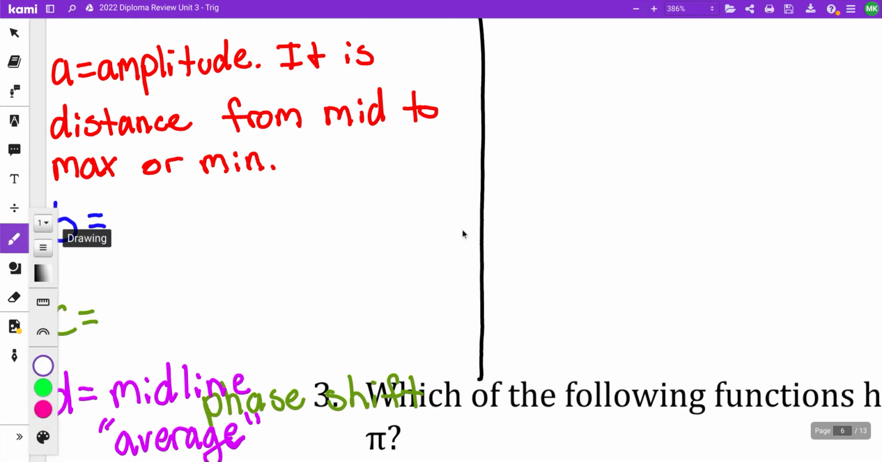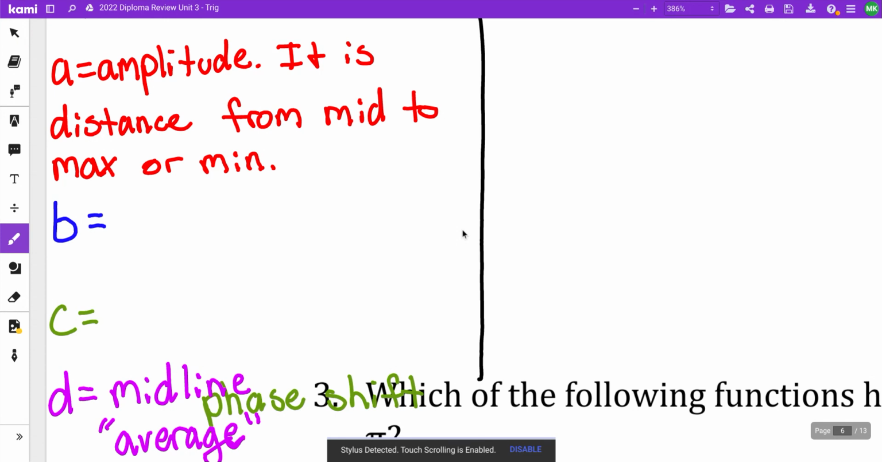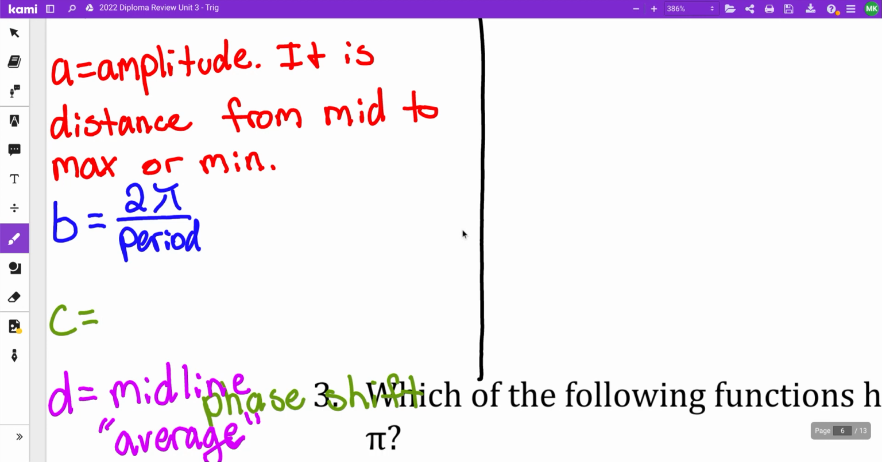Okay, your B value. I'll write it back out for you. It was 2 pi divided by your period, which we discussed is how long it takes to cycle. Your standard mother function was 2 pi. You could rearrange that formula so that the period equals 2 pi divided by b. That will not be provided to you. I do think it's probably one you're going to want to know, though.